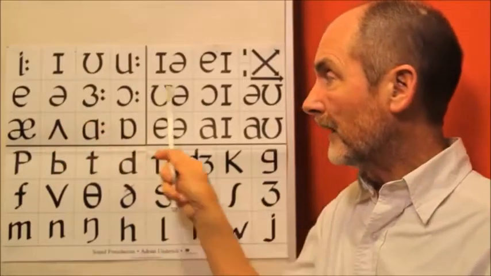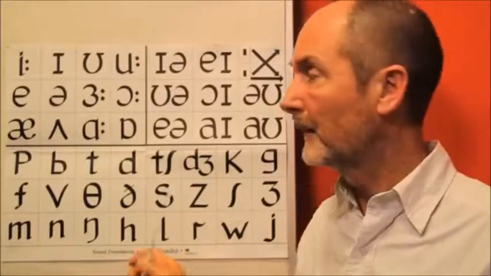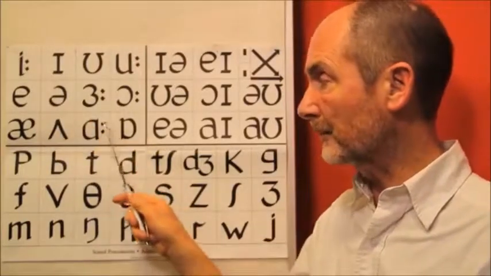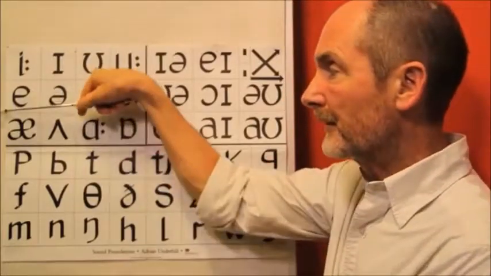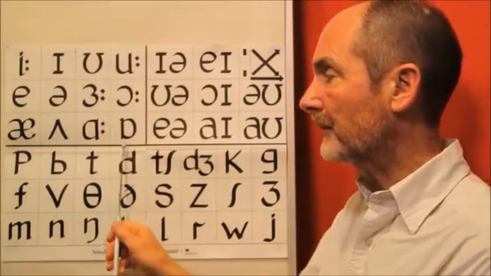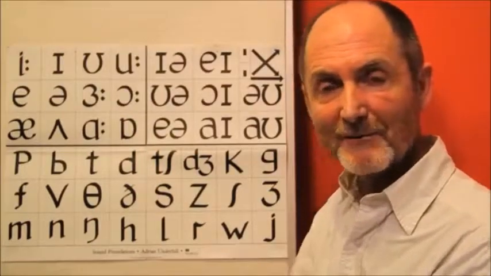Here are the vowels along the top, consonants along the bottom. In particular, here are the monophthongs, that means just one vowel sound. Here is the front of the mouth, the back of the mouth, bottom of the mouth, top of the mouth. So it's kind of geographical.